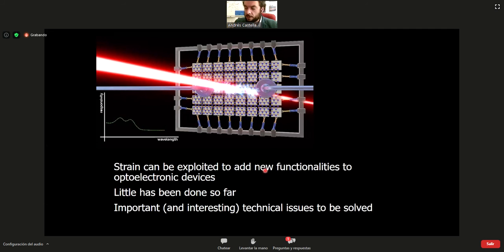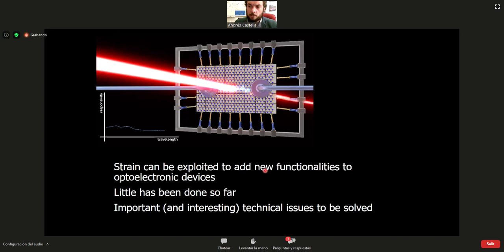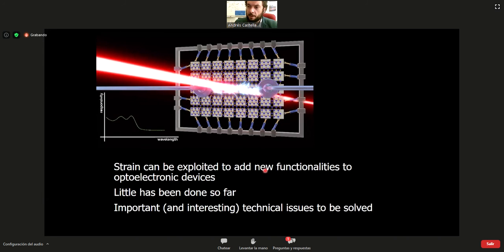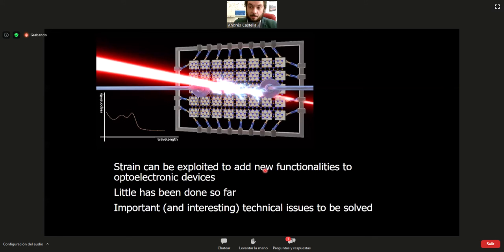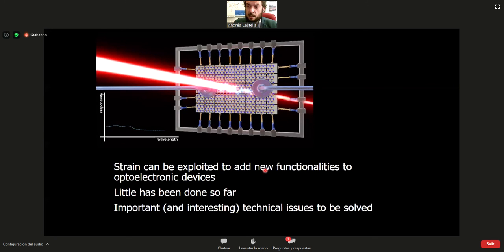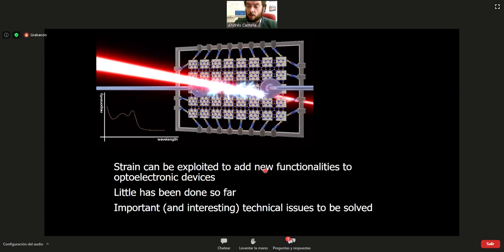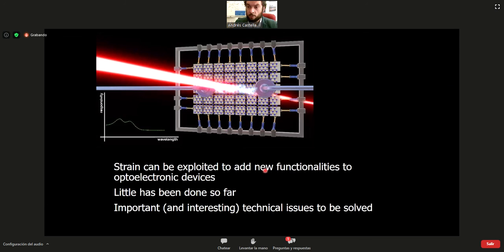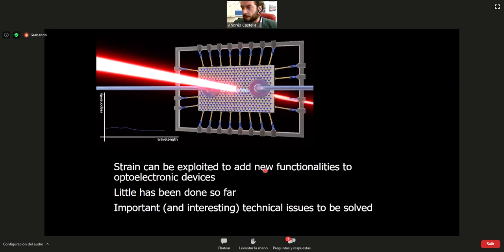So there is still a lot of things to do with other tools. We can think of micro-ARPES, we can think of even STM, any other technique in order to really get an insight on what's going on when we apply strain on these materials. So to get more information and more quality information.